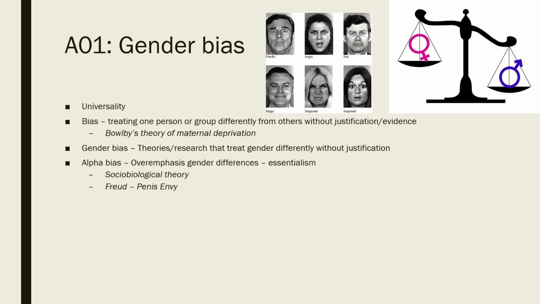Freud is also another example of alpha bias, with penis envy. So he wildly overemphasized the gender differences between boys and girls. So we'll look at the Oedipus complex and the Electra complex soon. And the Oedipus complex, as we know, is that the male child is physically attracted to the mother, and the Electra complex is the idea that the female child is attracted to the father.